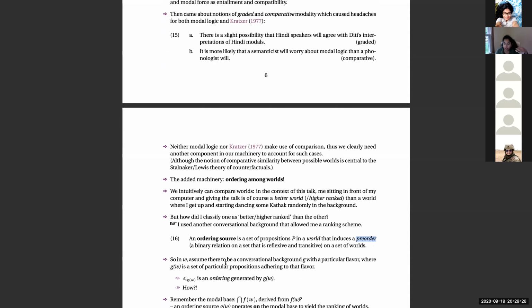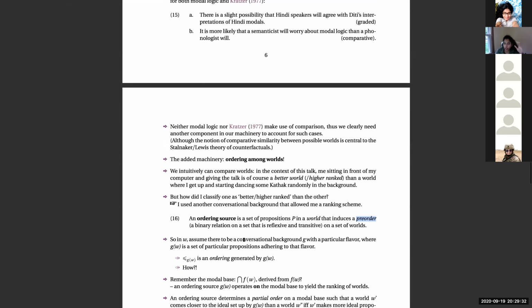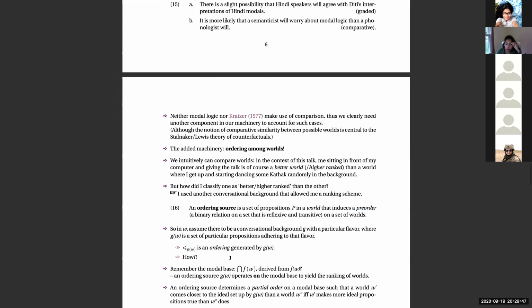So if we assume that there is a conversational background G with a particular flavor, then in W we assume there is a GW. Remember, our FW was our modal base. Now we have an ordering source called GW. So now we have FW and GW, the two conversational backgrounds. This is the way you write it. Basically, it's an ordering generated by GW.